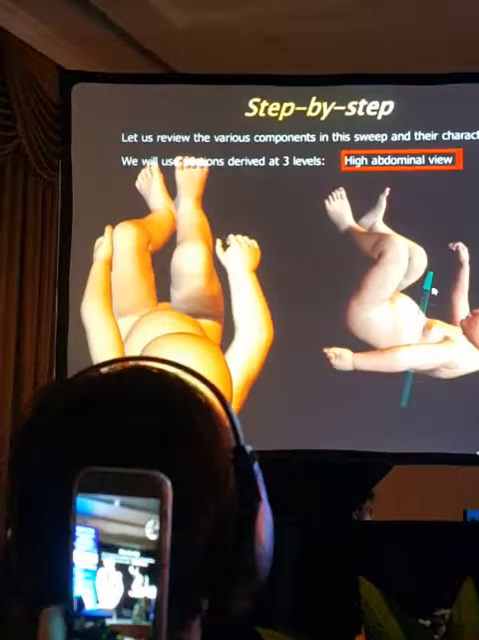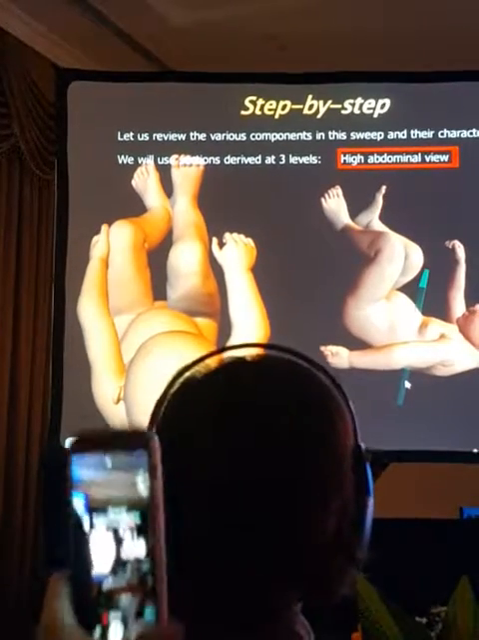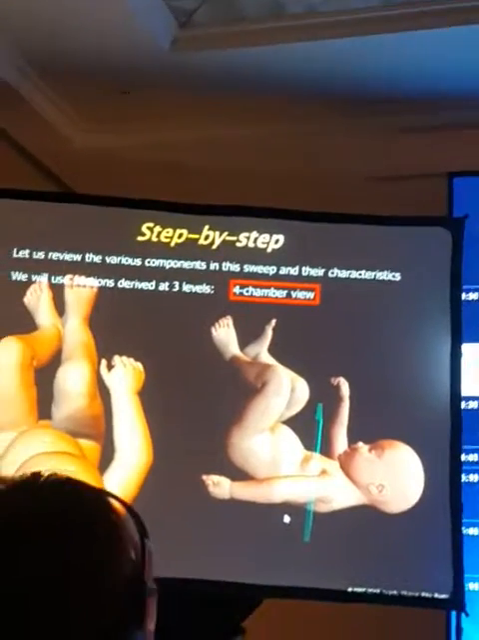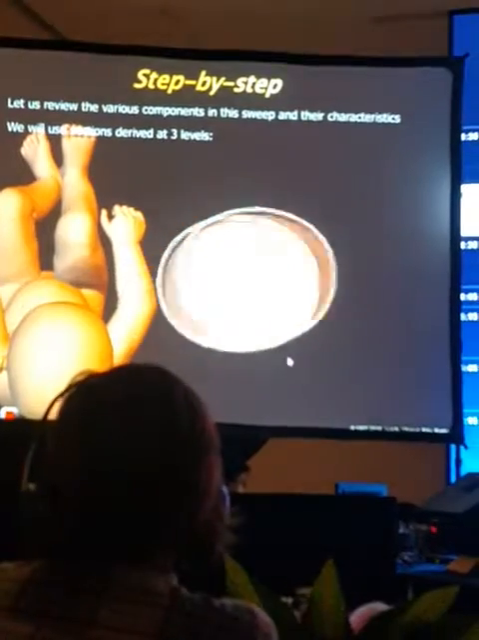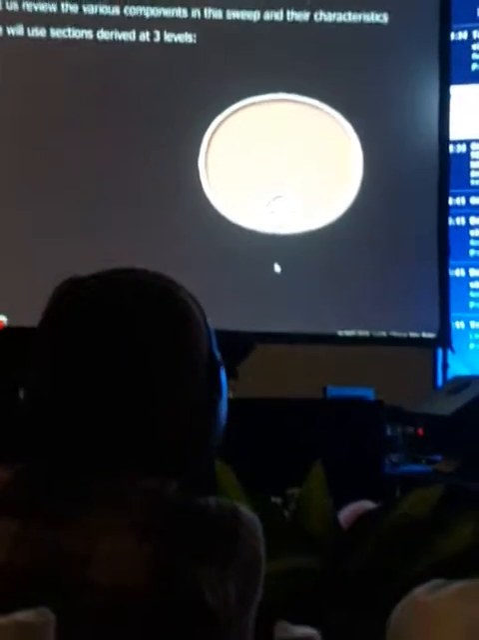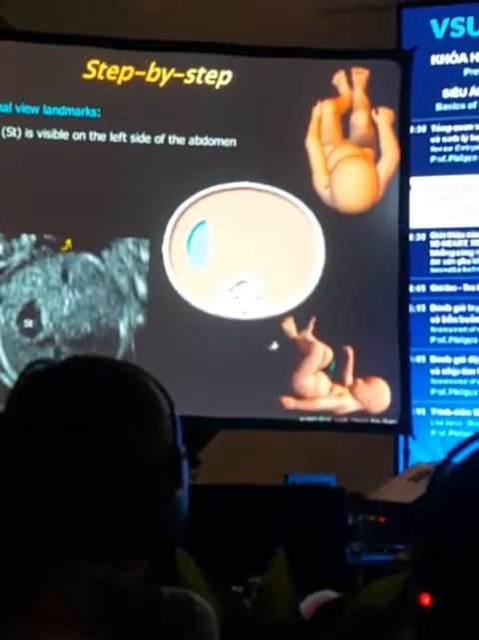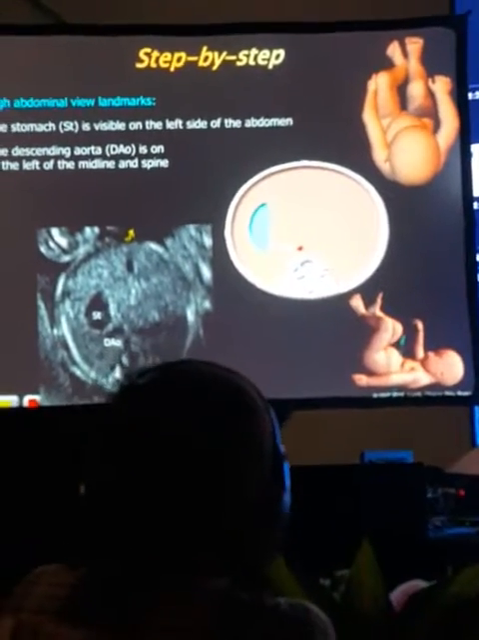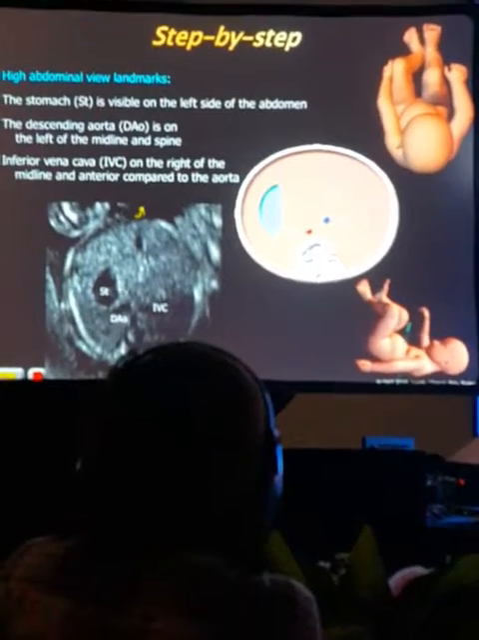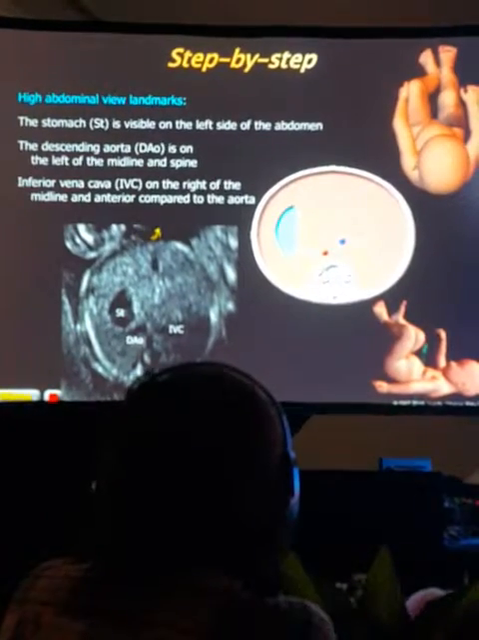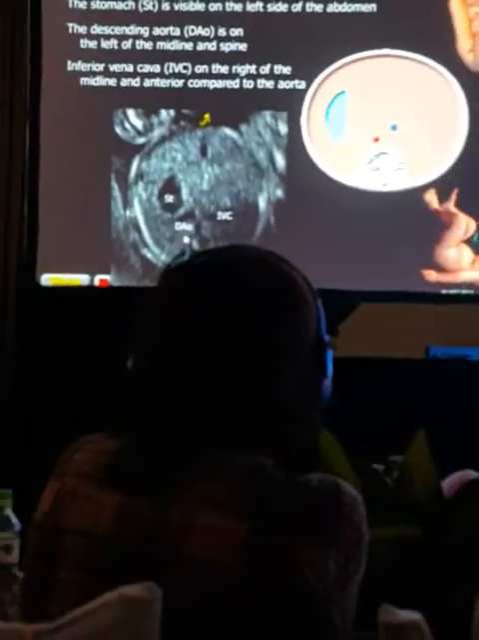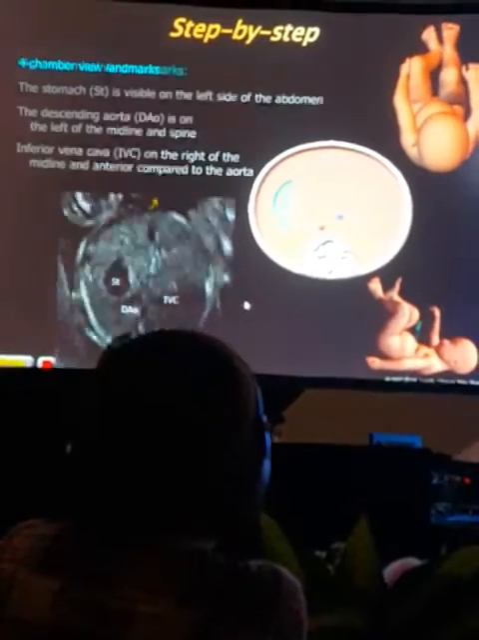We look at the high abdominal view, in which we want to look at the position of the stomach. We look at the four-chamber view, and then we'll finish with the three vessel view. In the abdominal view, we want to see that the stomach is on the left side, the descending aorta is on the left side, and the inferior cava is on the right side and not at the same level as the descending aorta. The inferior cava is more anterior than the descending aorta.